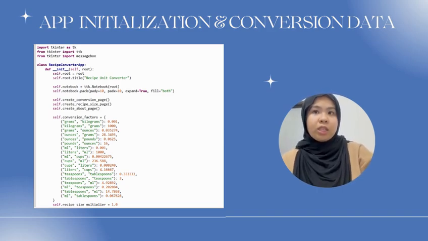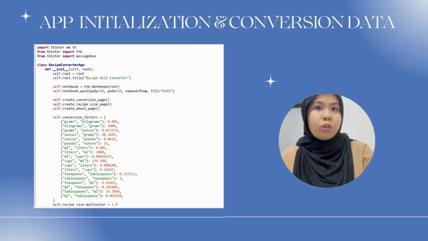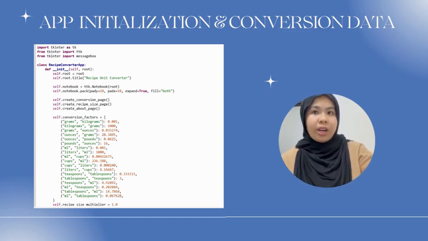So for the fourth point is to create a notebook, which is a tab interface. This creates a notebook widget from the tkinter.ttk themed Tkinter module. A notebook is a container that allows you to organize different parts of your application into separate tabs. It's a clean and user-friendly way to structure the UI for different functionalities like unit conversion, recipe scaling, and an about page.